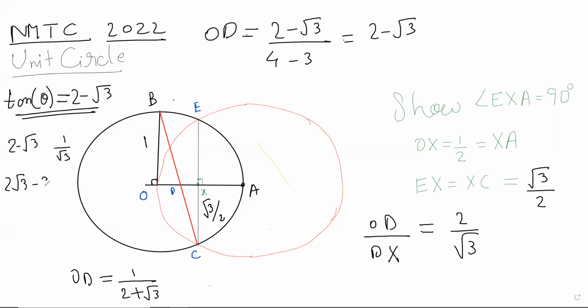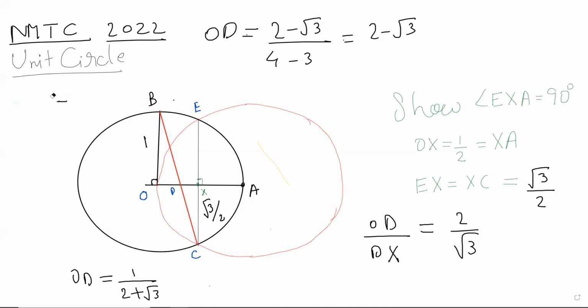Sir, it's plus, I think. No, so I've reversed it, right? Rationalized it. Just check. Sir, but we have to do BO by OD, right? 1 by 2 minus root 3. Oh, check. Yeah, I'm making too many mistakes today. Yeah. So we have to do BO by OD. That's the standard thing.